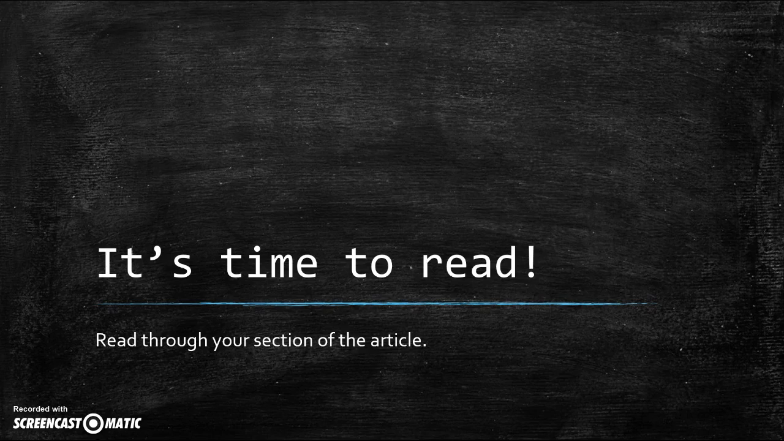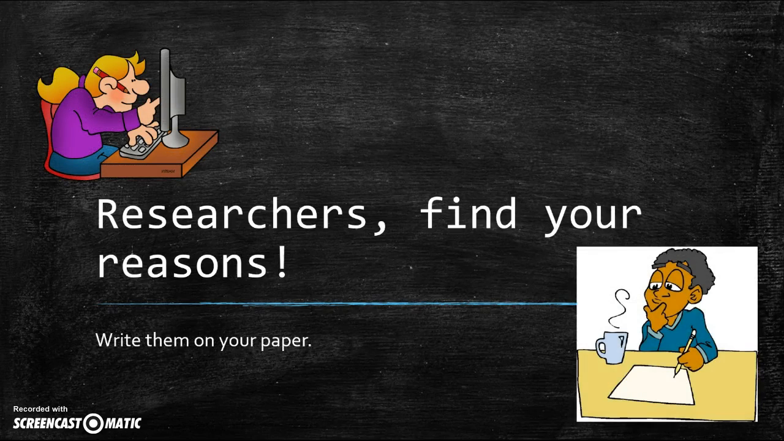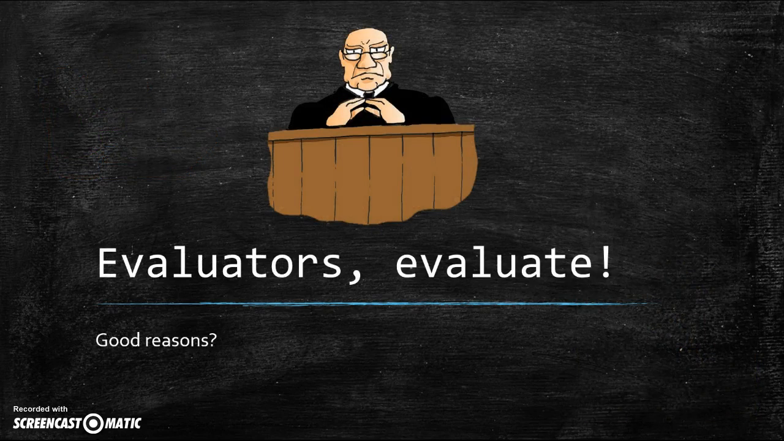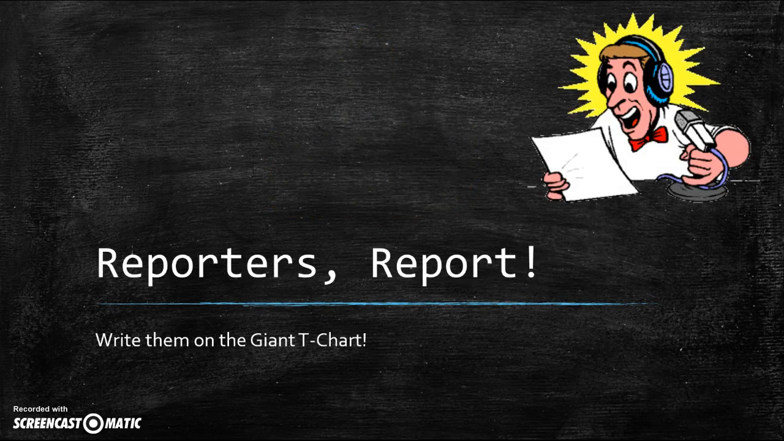All right, so after the students have read through their section of the text, the researchers find the reasons within their section of the text. The text is divided into 4 different sections, and when I taught this, I had at least 6 different groups of students. So 2 sections were read a couple times by several different groups. The researchers looked through and found their points and wrote them down on their paper. The evaluators made sure that they were really good reasons, and then the reporters went down and wrote them on the giant T-chart that we had on the floor.